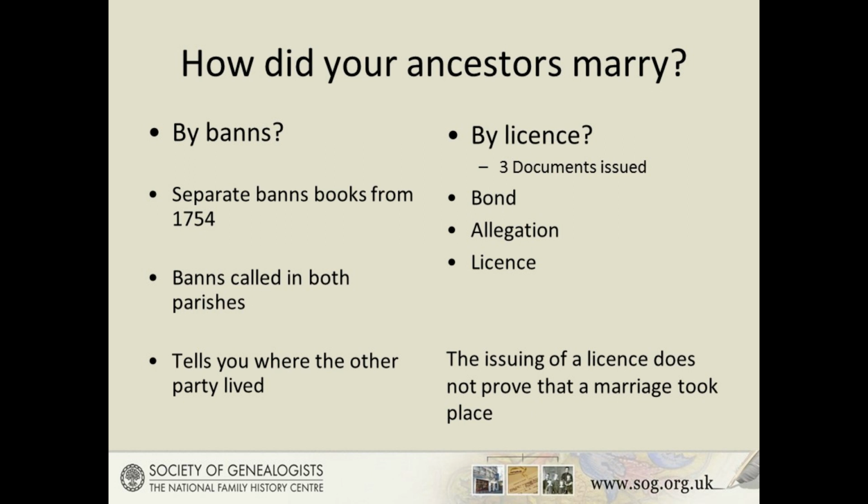Although, of course, church law allowed cousins to marry, and they often did. The bond and allegation remain with the licensing court, while the third document is the licence itself, which was taken by the couple to present to the parish to show they had permission to marry there. Banns and licence records can add to the information found in the parish register.